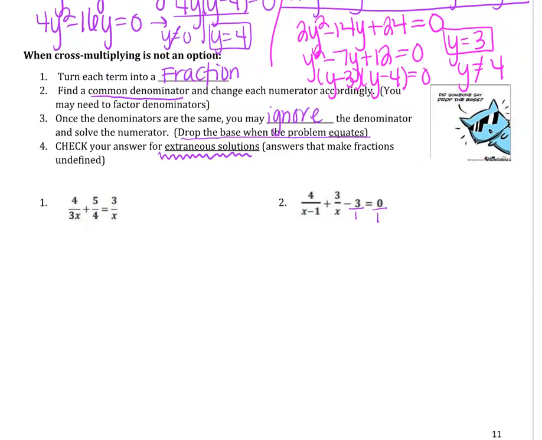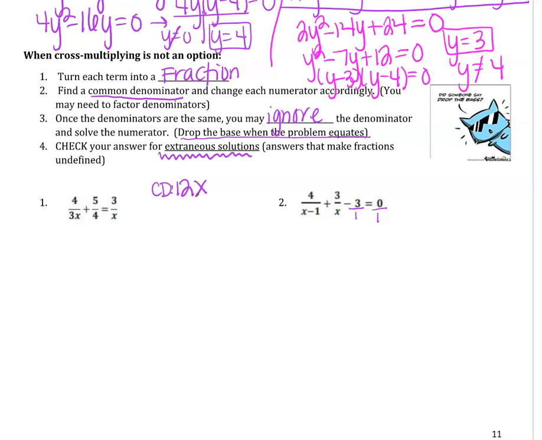Okay, so looking at the first guy, everything is a fraction, so cool. Just like what we did with our complex fractions, I'm going to look at those denominators and then decide on a common denominator. So I'm thinking I'm going to use a 12x because between 3 and 4, 3 times 4 is 12, and then I need an x in there.